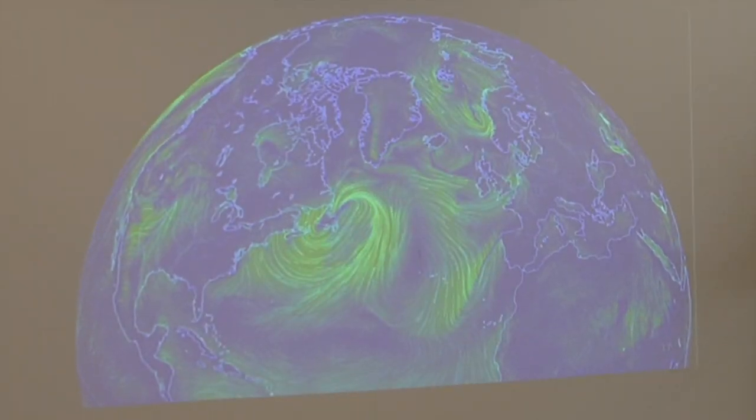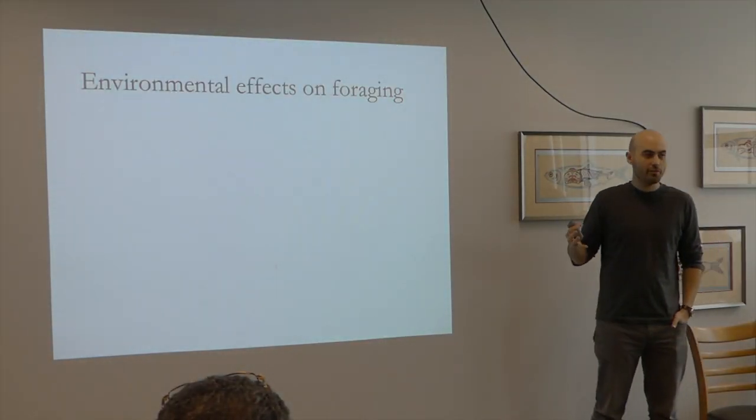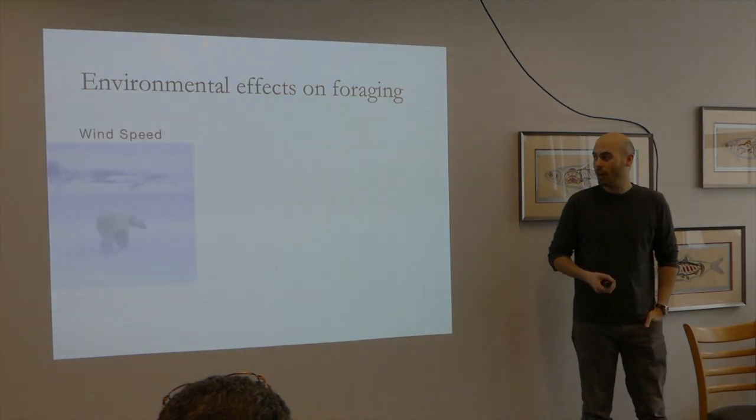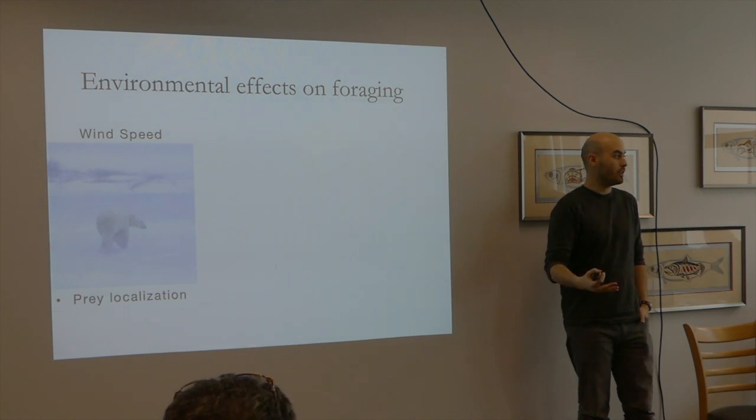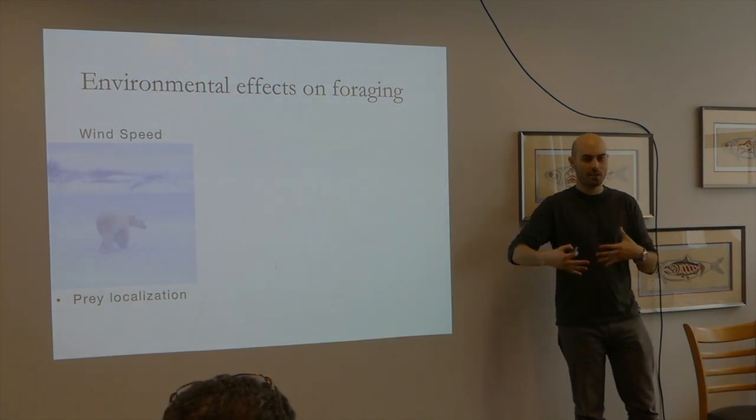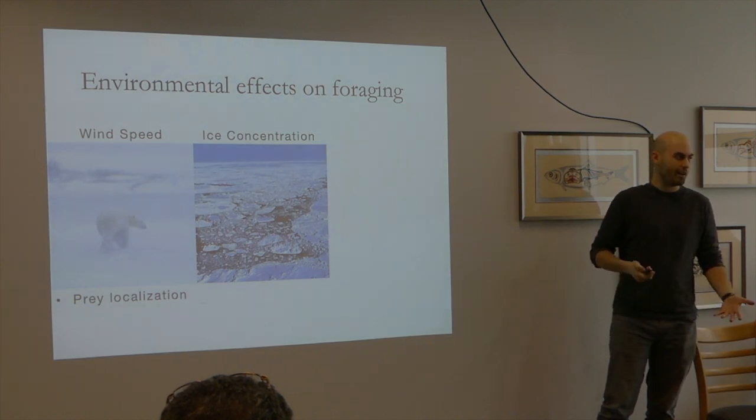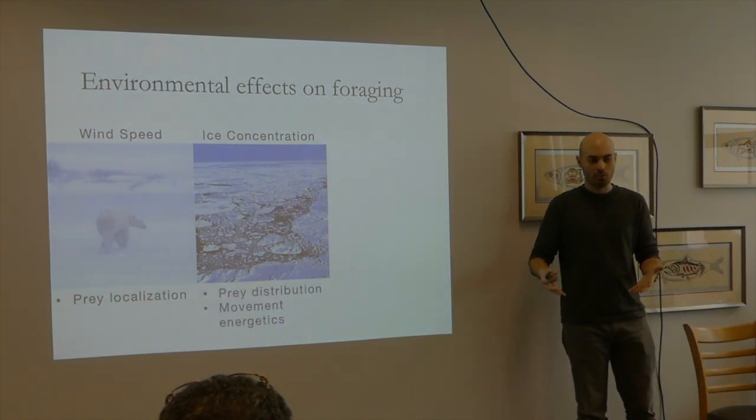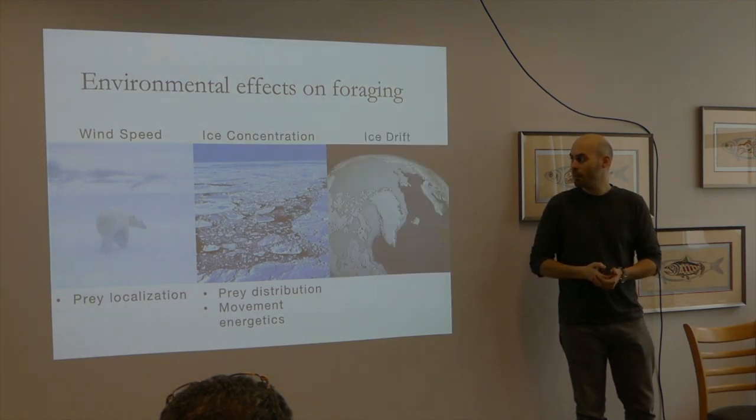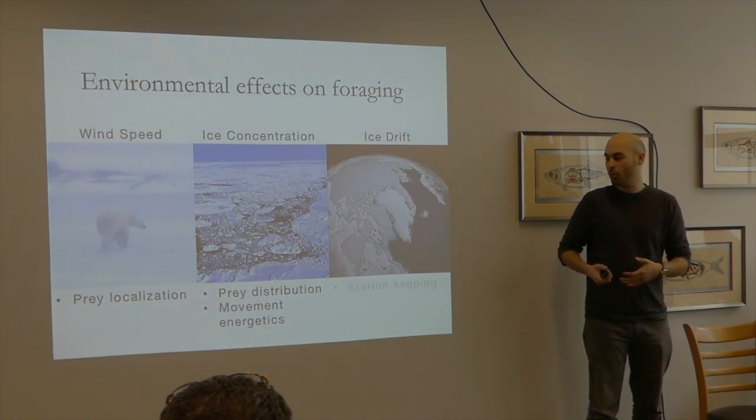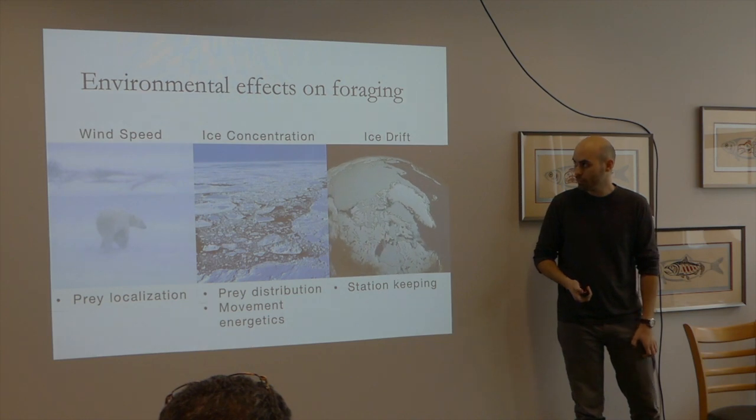Once movements are identified, they can be modeled based on environmental factors that might affect them. Some of them might include wind speed, which affects the efficiency of prey localization, so once you smell something, how easy it is to locate that prey. Ice concentration and coverage, which affects prey distribution and the energetics of moving through that habitat. And ice drift, for which polar bears have to compensate to maintain their geographic location.